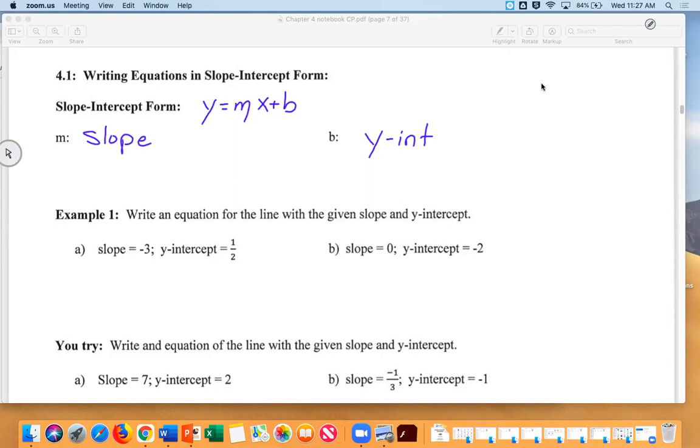Now, let's look at these example problems here. It says the slope is -3 and the y-intercept is 1/2, meaning m is -3 and b is 1/2. So all I want to do is replace m and b in y equals mx plus b. So it's going to be y equals -3x plus 1/2.